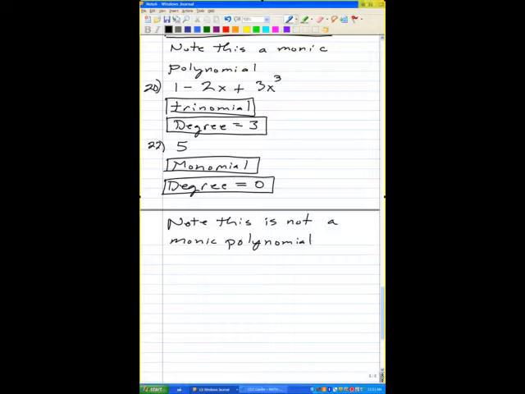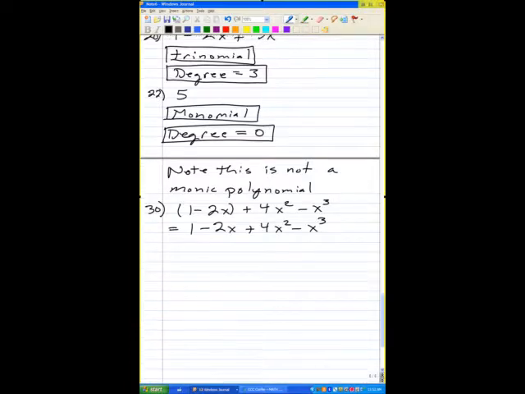Let's do problem number 30. One minus 2x plus 4x squared minus x cubed. So this is the same as 1 minus 2x plus 4x squared minus x cubed. Let's write this in descending order.